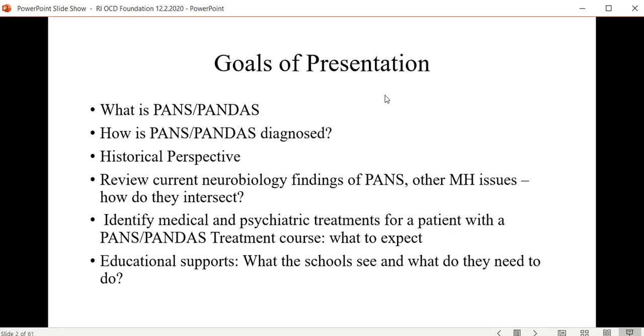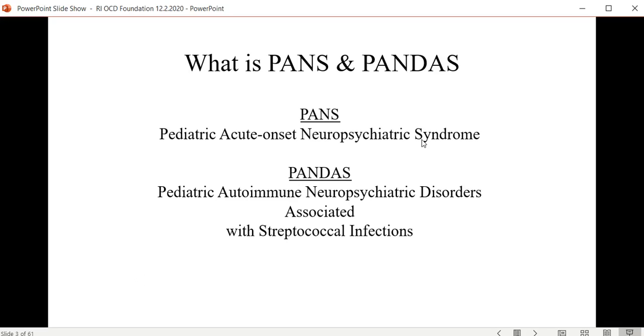So the first thing is the goals of the presentation are: what is PANS, PANDAS, how is it diagnosed, its historical perspective, review of neurobiology as far as we know it, and other mental health issues and how these all intersect, identifying the medical and psychiatric treatments for a patient with PANS, PANDAS and what to expect, and a little bit about educational supports and what the schools might see and what you might need to do when interacting with them. So first of all, what is PANS, PANDAS?